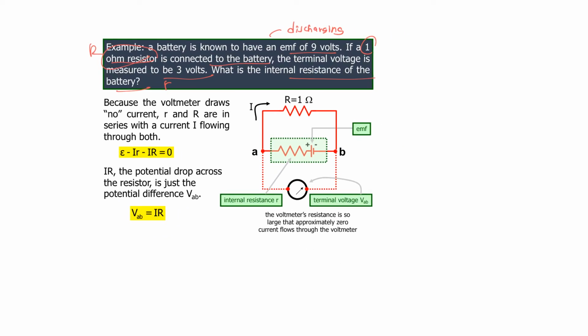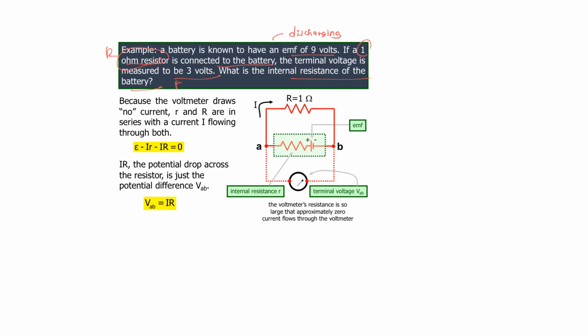So how to do this question? We are going to use the terminal voltage formula, which is Vt equals EMF minus Ir. The Vt here, we are going to open it with IR, where R here is the external resistor. So Vt equals EMF minus Ir. The question asks you to find the internal resistance.